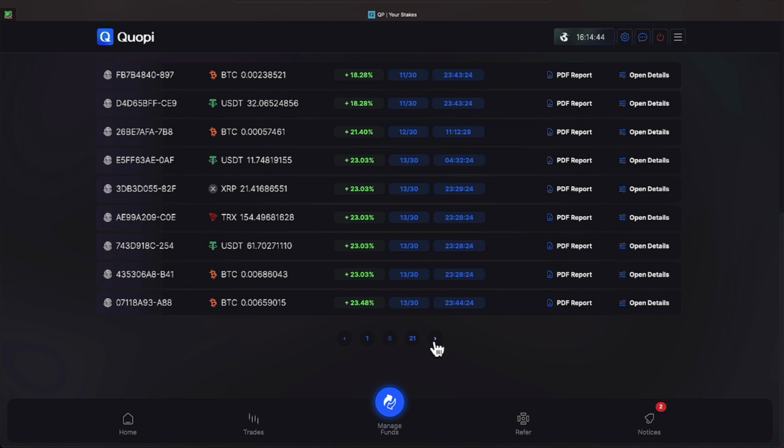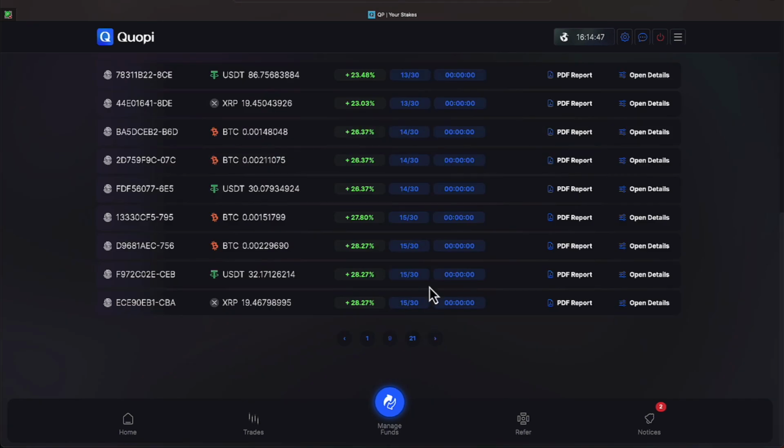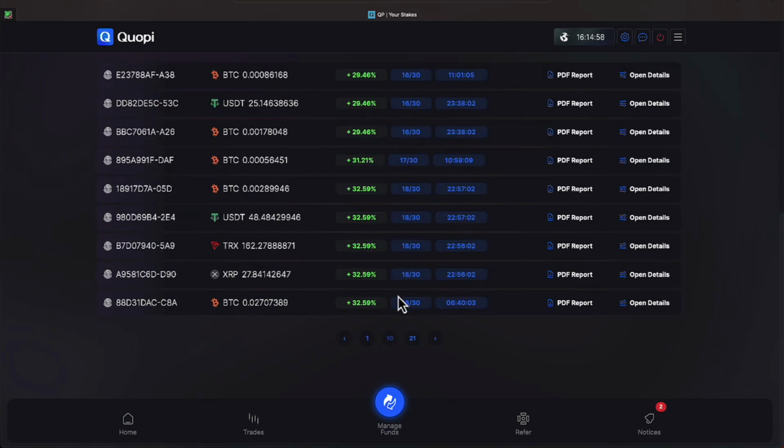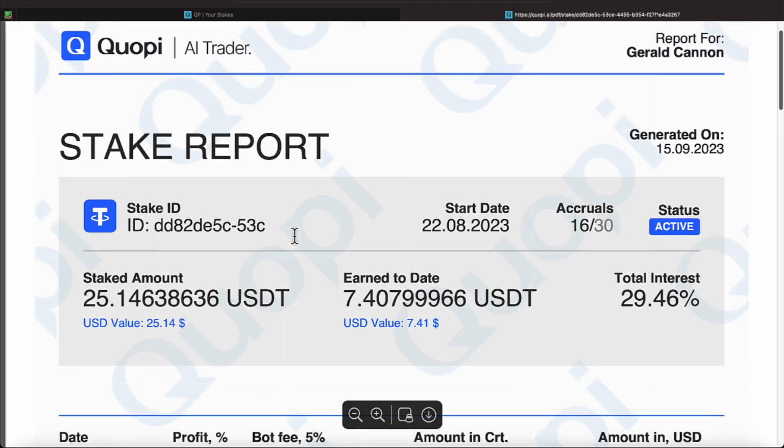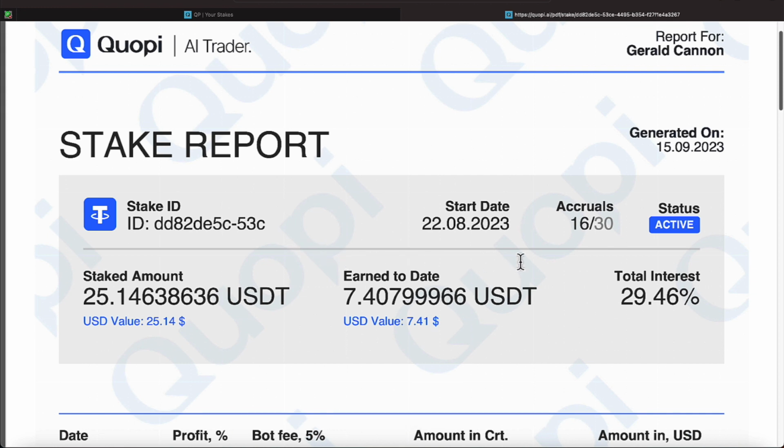All right, let's go ahead and go to the next page, where we will pick up with 14 trading days where Quopi has achieved a 26.37%. And on 15 trading days, Quopi has achieved a 28.27%. On 16 trading days, Quopi has achieved a 29.46%. Let's look at this trading period where we gave Quopi $25.14.